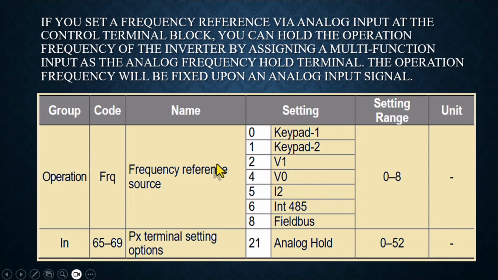longer change. This means that even if there is noise in your system that tries to change the 0 to 10 volt value, the inverter, thanks to the digital input you've activated, will recognize that the frequency should now remain constant, and that noise will no longer have any effect on your system. So that covers the analog hold feature as well.